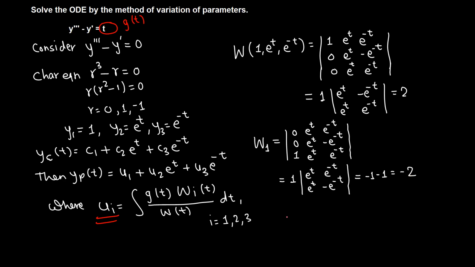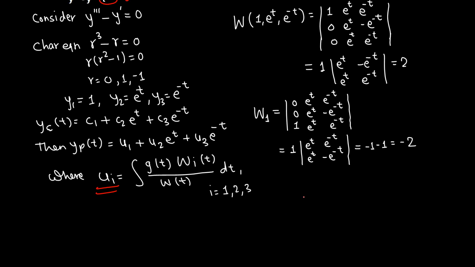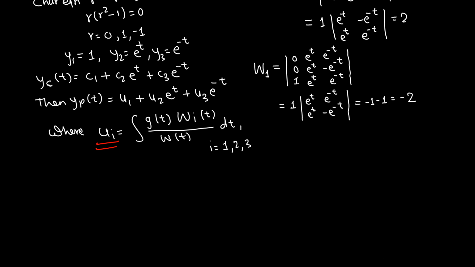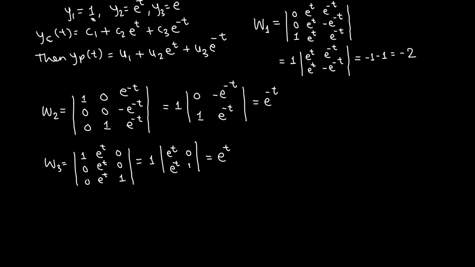Now next we find w2, and we need to find w3 as well. So w2 is here, which is w, but the second column is now replaced by 0, 0, 1. Again, let's expand along this first column, and then we don't have to go for these two elements, just 1 times we delete the column and row. So the 4 elements cross, multiply 0 minus this, so this is e to the negative t.